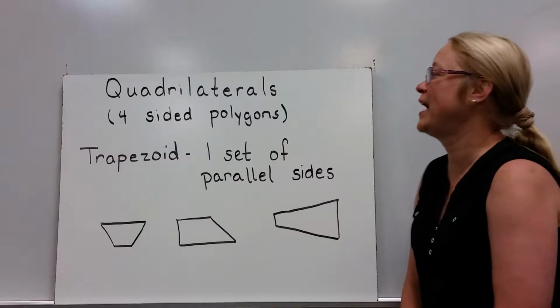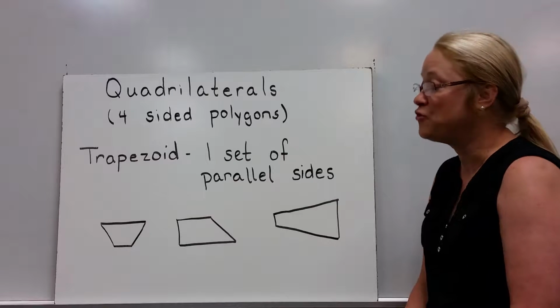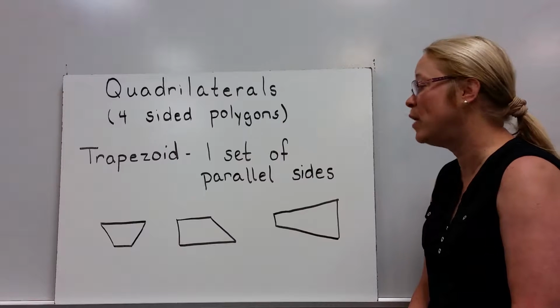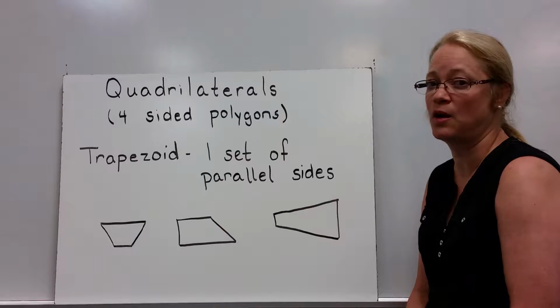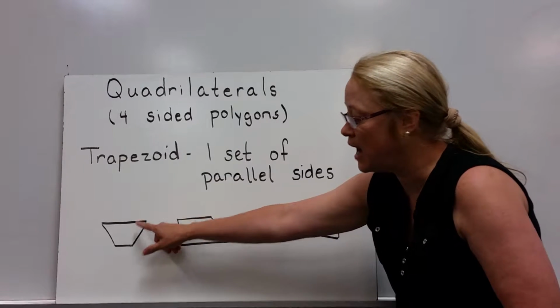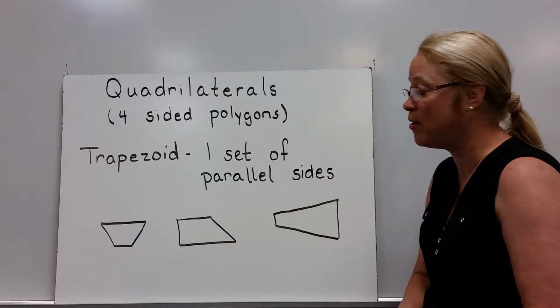Let's talk about quadrilaterals. A quadrilateral is a four-sided polygon. A trapezoid is one type of quadrilateral that must have one set of parallel sides, only one set. The first one is a trapezoid because the top and bottom are parallel. They never get closer together or farther apart.